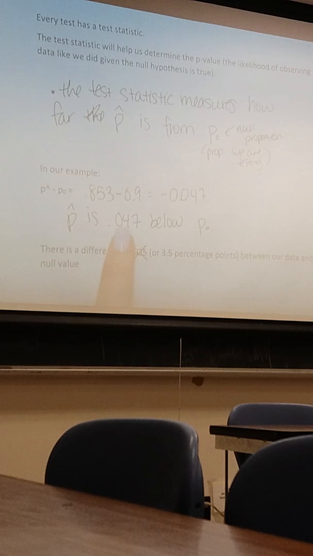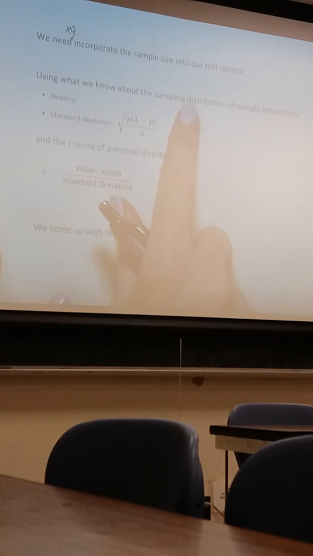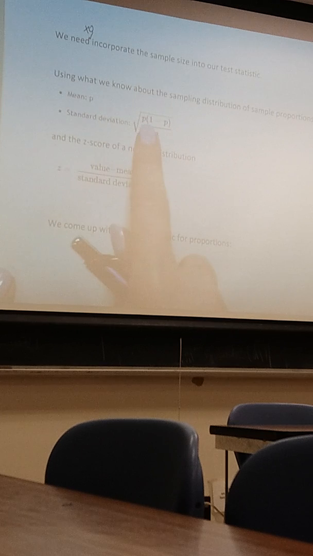Now this is a distance, but I didn't take into account how big my sample size was. If I found this distance in a sample of 10 packages versus a sample of 10,000 packages, those would mean different things. I need to somehow take the sample size into account. In the reading, they get more into the weeds on where this all comes from. But if we take what we know about the sampling distribution for sample proportions, this looks vaguely familiar, I know it's been a while, but we've seen this before.